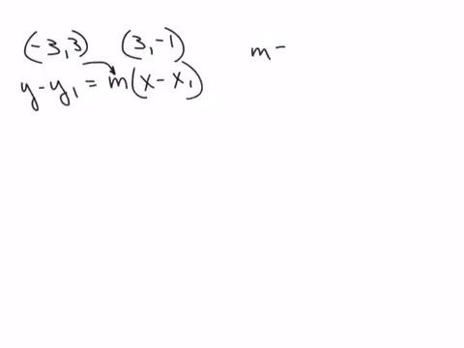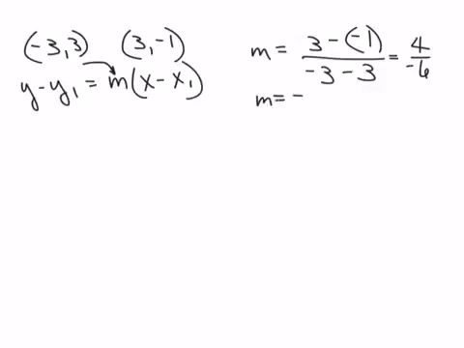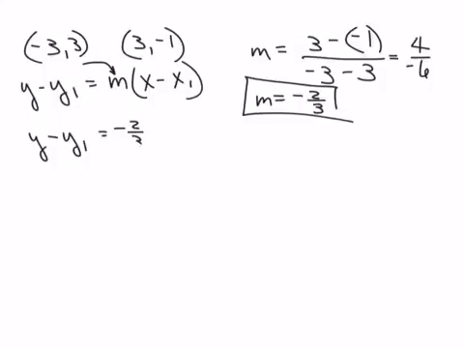Now remember, slope is one of the y's minus the other y over one x minus the other x. So that gives me 3 plus 1 is 4. Negative 3 minus 3 is negative 6. So that m then is negative 2/3. 4 over 6 reduces to negative 2/3. Okay, so now I found the slope. So let's go ahead and rewrite this. Okay, so we got one number in there anyway.